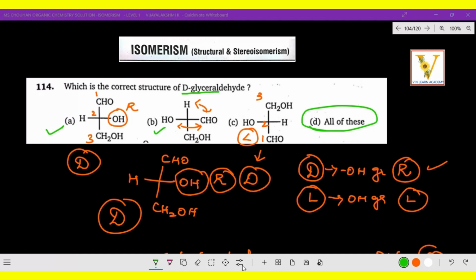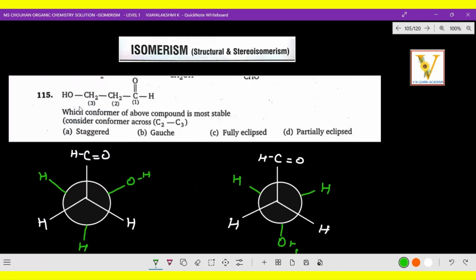I hope you got a very clear idea about D and L configuration. Now to see, that is CH2OH, CH2CHO. In that, which conformer of the above compound is most stable? Consider the conformer across C2 and C3. Now just observe here C2 and C3. That is what I just mentioned, CH2OH, CH2CHO. So this is the front carbon, CHO, and the back carbon, which is a round circle.